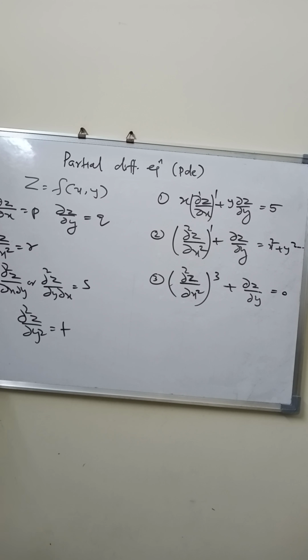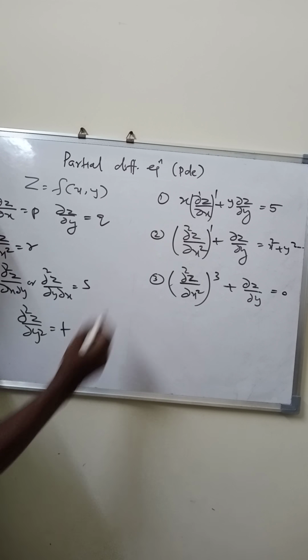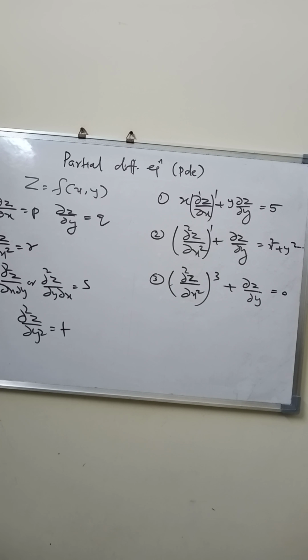And the second equation is partial d square z by dx square plus partial dz by dy equals x square plus y square. The partial differential coefficients are dz by dy and d square z by dx square. The highest partial differential coefficient is d square z by dx square. Its order is 2. And what is the degree? 1. Degree is 1. The third equation, d square z by dx square, the whole cube, plus partial dz by dy equals 0. The highest partial differential coefficient is d square z by dx square. Its order is 2 and degree is 3.